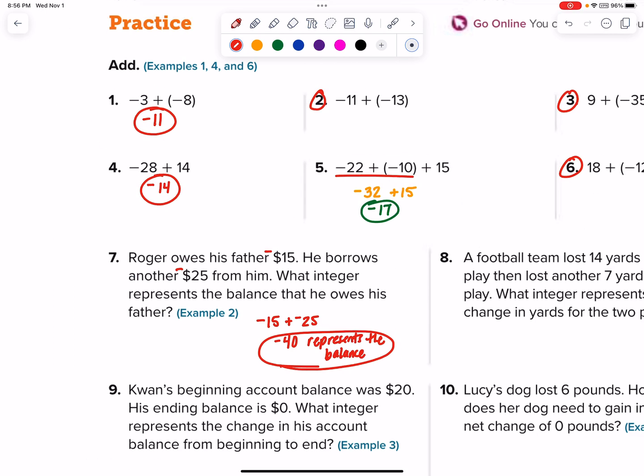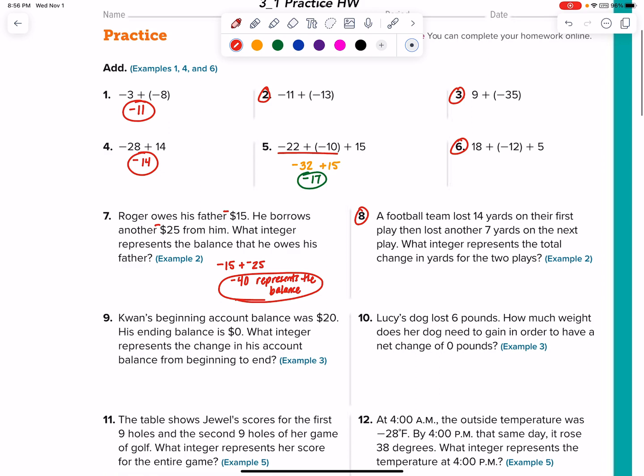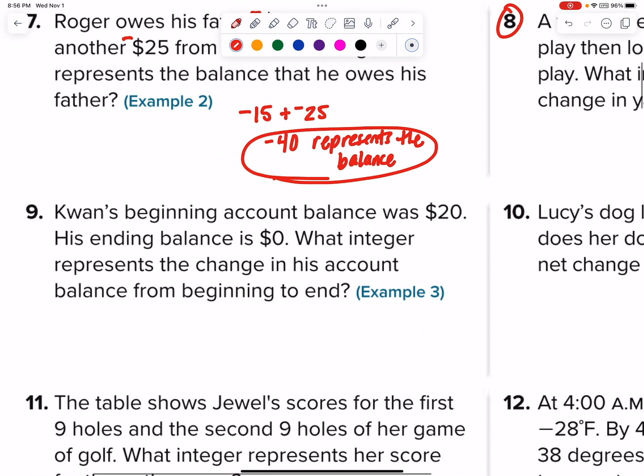Okay. All right. Then we have number 8 is for you to do. Let's go ahead and I'll do number 9. Kwan's Kwan, see, good name. His beginning account balance was $20. So he has an account balance. So that's a positive. So you have to know what these words are, like balance. His ending balance is 0 though. What integer represents the change in his account from the beginning to the end? So what happened? We were at positive 20 and then we went to 0. Well, remember this one is all about the additive inverse. So how did we get to 0? The change was a negative 20. Okay. And so there we go.